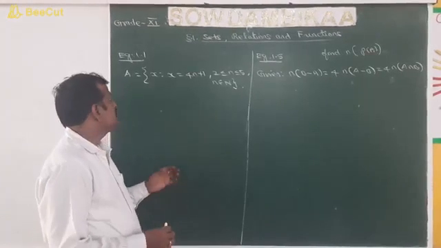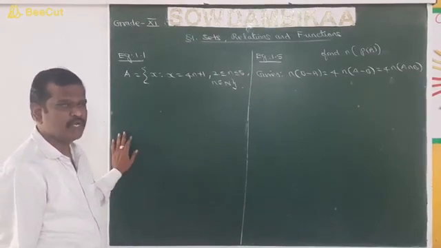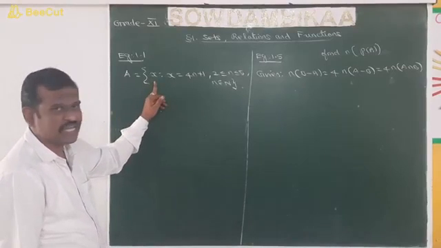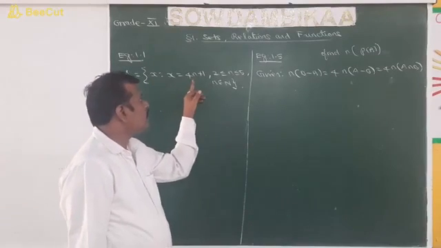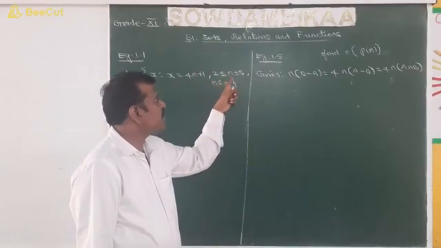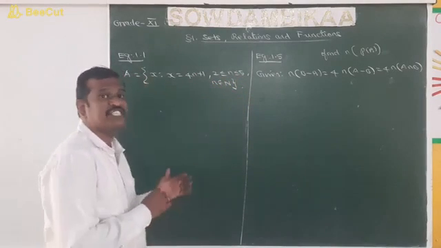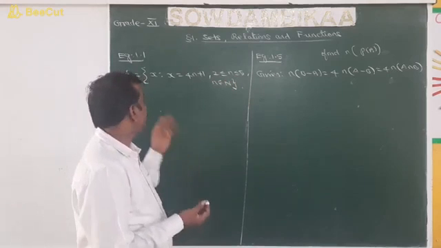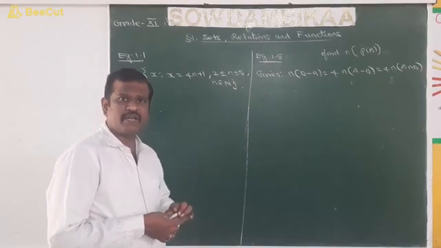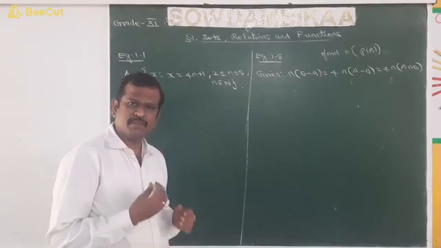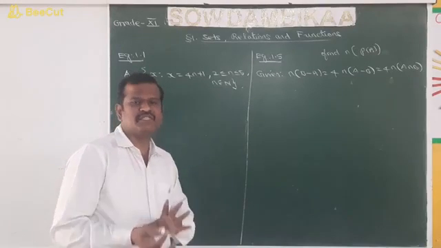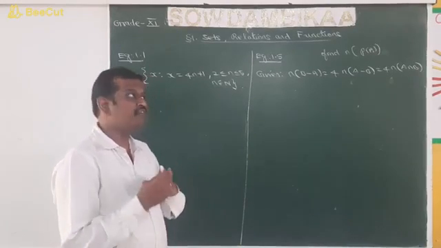Okay. Next we move on to example 1.1. A is equal to the set of all x such that x = 4n + 1, 2 ≤ n ≤ 5, n is a natural number. We have to find the number of subsets that A will have. So what do you mean by number of subsets? It's nothing but the number of sets in the power set of A. That is n(P(A)) we have to find.